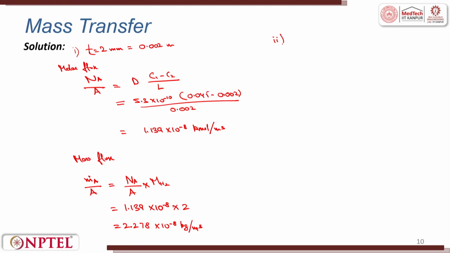The second part is very similar to this, when the thickness is 0.5 mm, that is 0.0005 meter. You can calculate this by yourself. I will just give you the answer. The answer is 9.116 into 10 raised to the power minus 8 kg per meter cube.